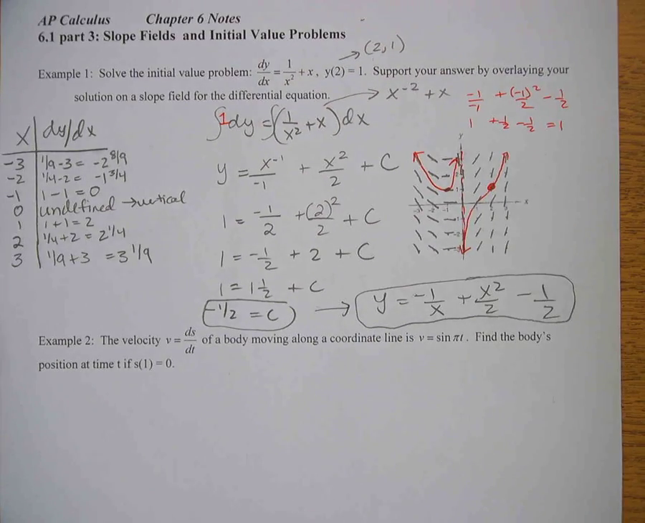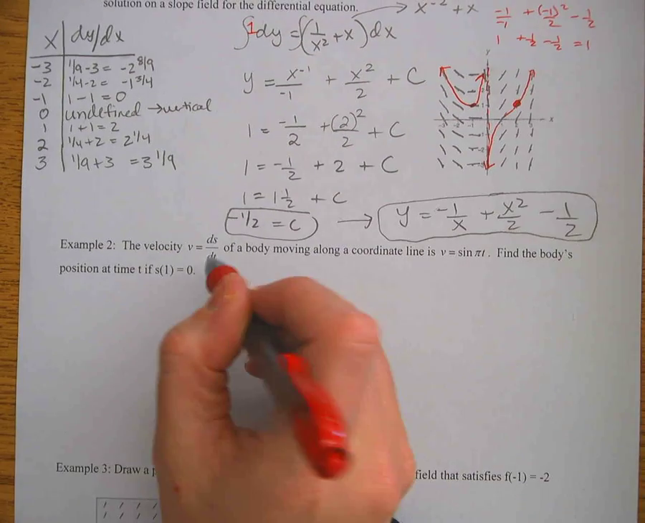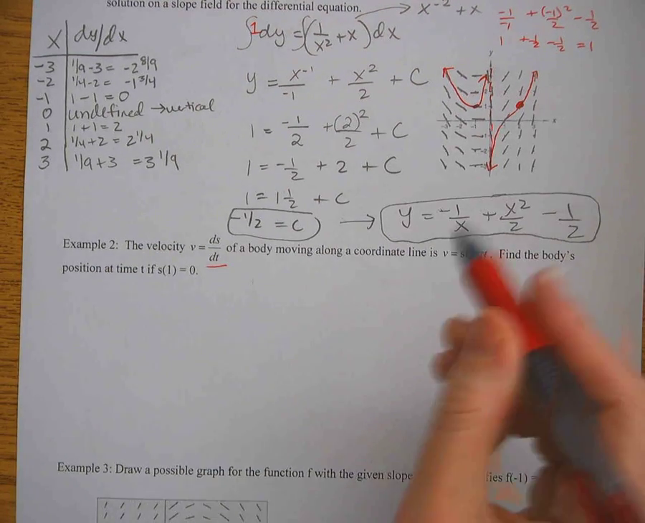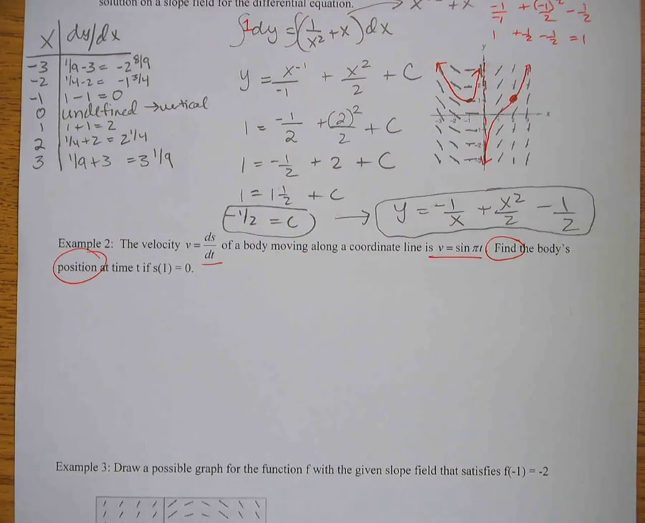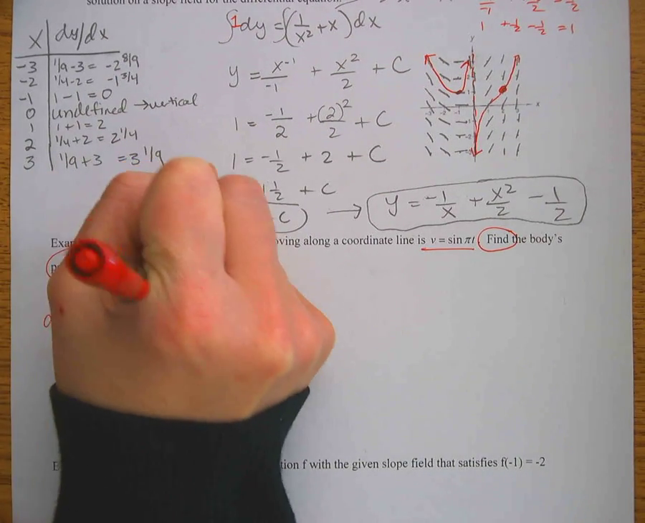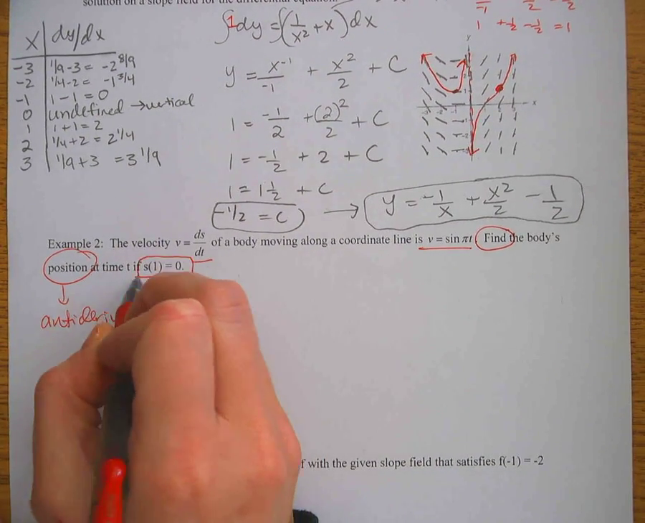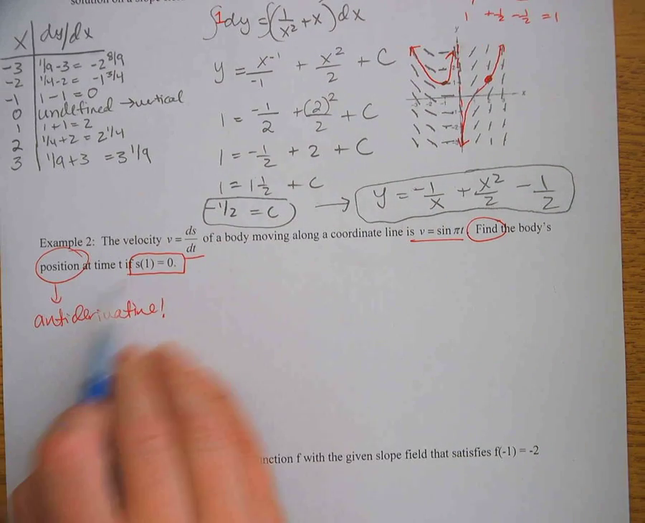Okay, so that's example 1. Example 2 is similar. It says, here's the velocity. So they're giving us a rate of change of a body moving along a coordinate line. We've seen a lot of those moving along a coordinate line type problems. So here's the velocity right here. And now it wants us to find position. So right there, we know that's the antiderivative. It wants us to find position, which is the antiderivative. But not only any position, but the one that has a point at 1, 0. So basically, this is an initial value problem because I have to find an antiderivative and plug in initial value.